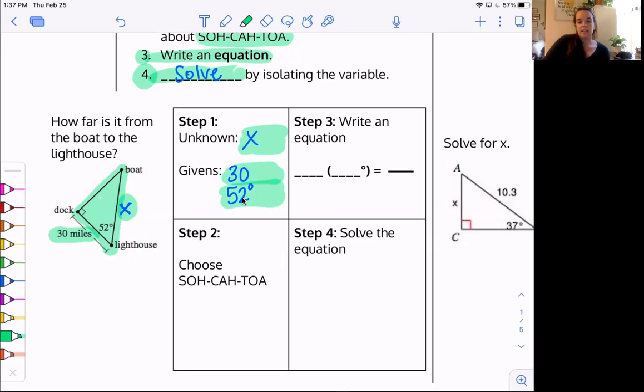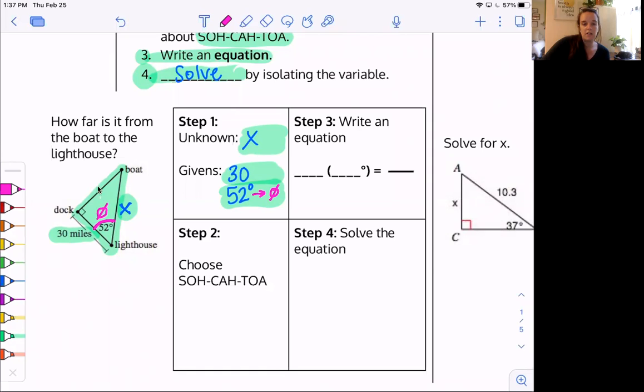The x, the 30, and the 52 are each pieces of my puzzle. So when I am looking at this, I now need to label them with SOHCAHTOA, right? So I'm going to label them with my opposite, my adjacent, my hypotenuse. So if this is my angle, I call that theta, like a 0 with a line through it. So my 52 degrees is my theta.